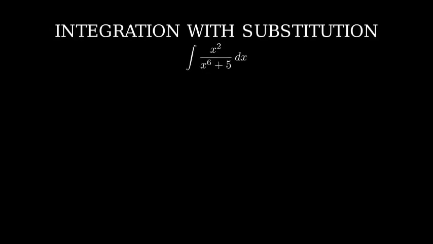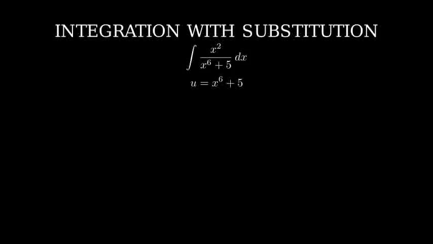In this lesson, we'll find the integral of x squared divided by x to the sixth plus 5 using substitution. This requires us to identify an appropriate substitution to simplify the integral. A good substitution simplifies the integral significantly. In this case, let's substitute u for x to the sixth plus 5, the term in the denominator.